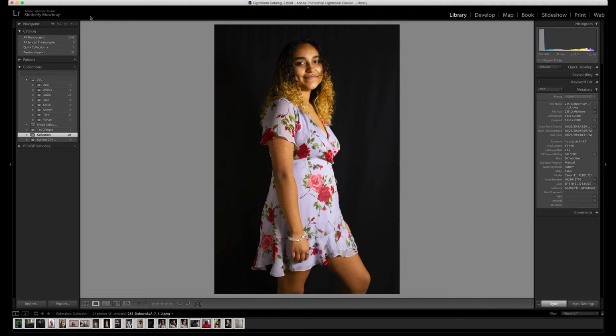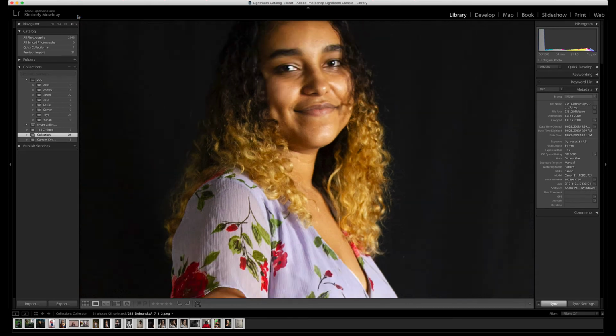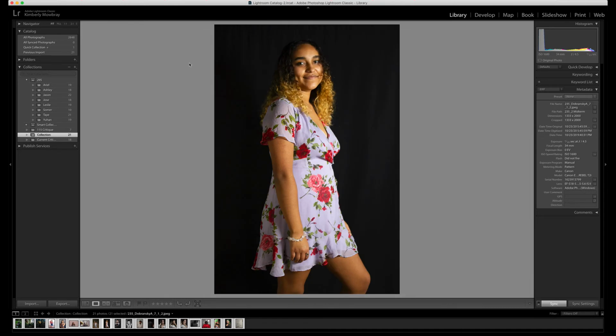Now, as we look a little bit closer here, it looks like there's a little bit of movement in her eyes. It's not quite as sharp as like the lines here are. We can see there's a little bit of a lack of sharpness there. And I'm thinking that there might just be a slight bit of movement since this is at 1/15 of a second.